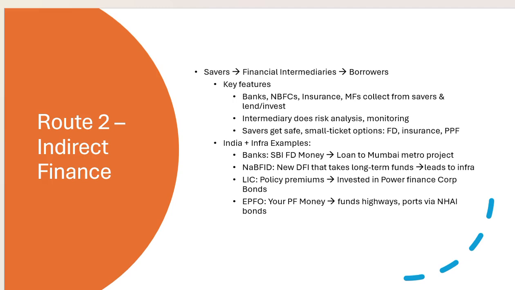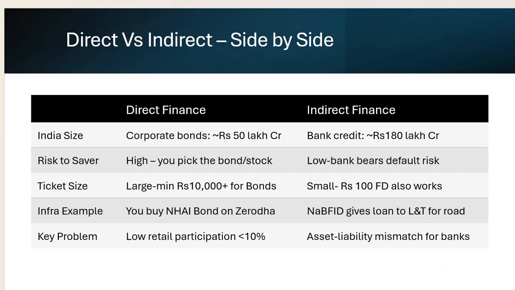So that will go for indirect financing. Your money will be routed to the intermediate entity, which is the Employees' Provident Fund Organisation, and that will directly invest into the NHAI bonds or the REC bond.